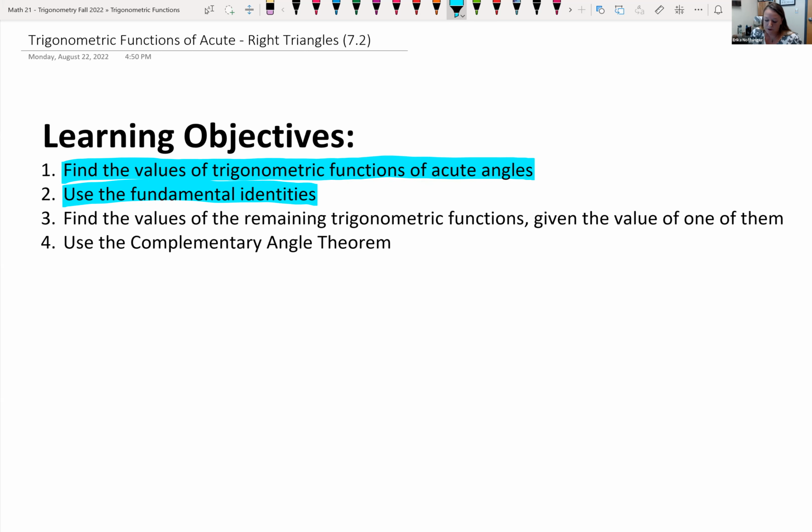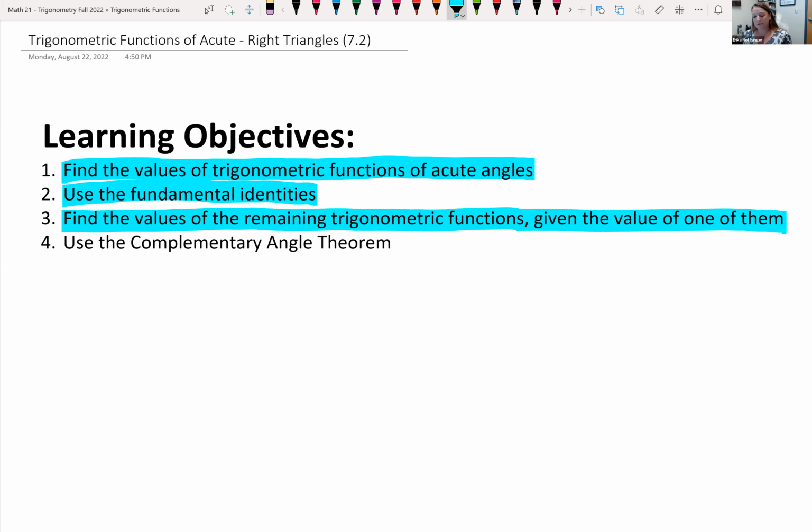Number 3, you're going to find the values of the remaining trigonometric functions given the value of one of them. So given a trigonometric function, maybe let's say sine theta is equal to 1/2, we want to be able to find what the other trigonometric functions are. And then we're going to look at another theorem, which is going to be helpful to us also, and it's called the complementary angle theorem. So hopefully after this lesson, or after you do the homework on this section, you'll be able to do all of those things.